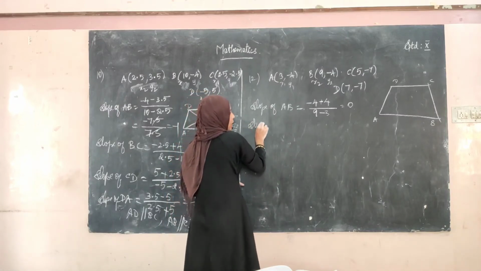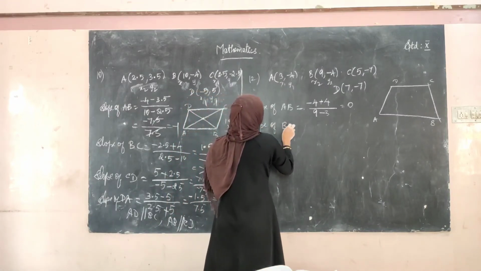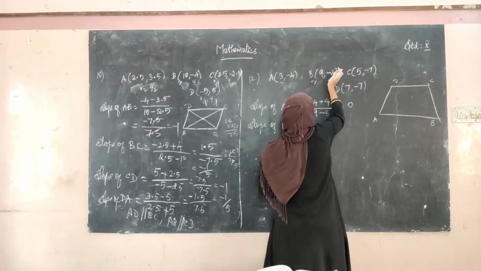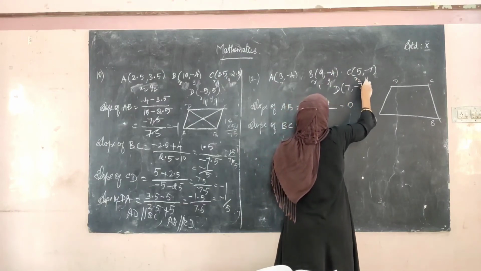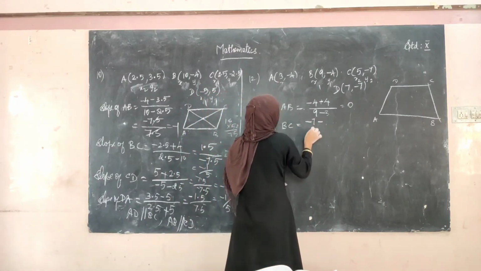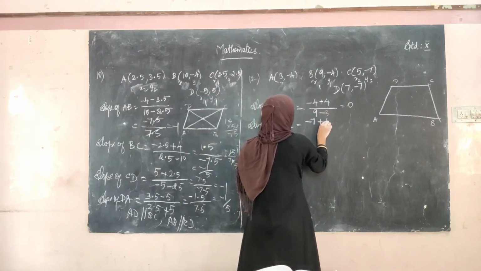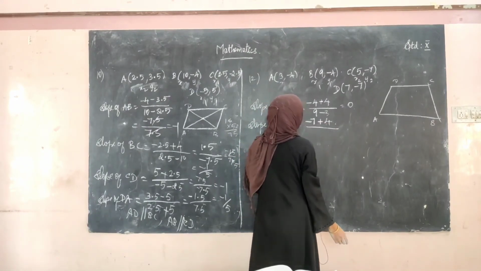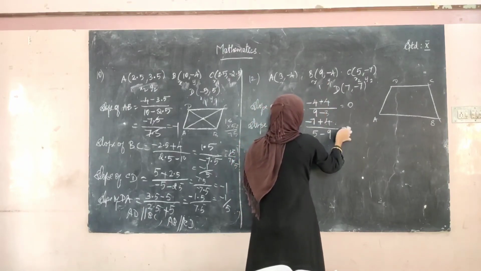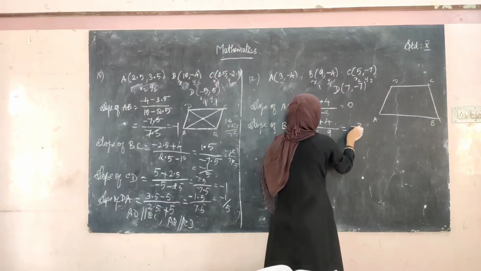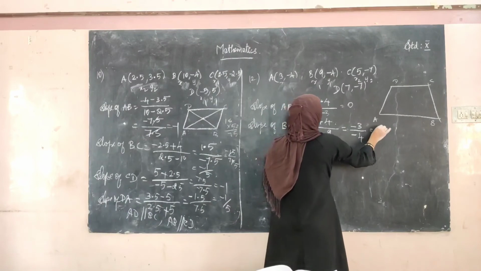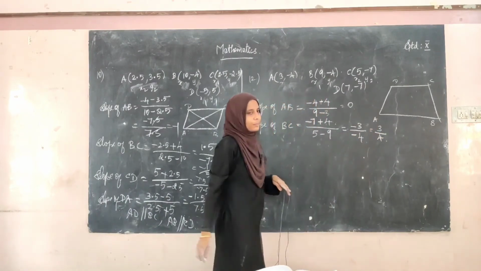And again, slope of BC is equal to, okay, BC is this and this. So it should be x1, y1, this should be x2, y2. Okay, so y2 minus y1. y2 is minus 7 minus, what is y1 here? y1 is minus of minus 4. So it just becomes plus 4 divided by x2 is 5 minus what is x1 here? x1 is 9, which is equal to minus 7 plus 4 is minus 3 divided by minus 9 plus 5 is minus 4, which is equal to 3 divided by 4.